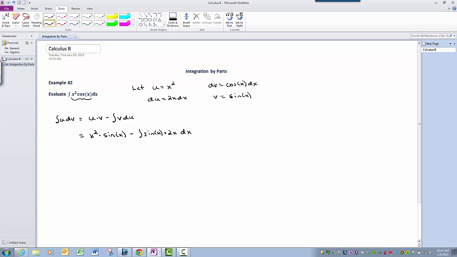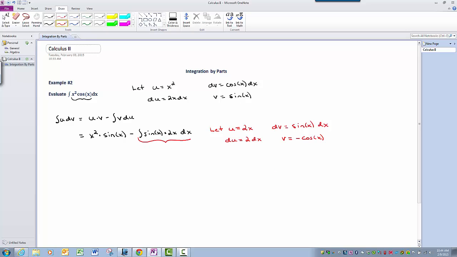So what we did was we reduced the power on the inside by 1. So what I'm going to do now is repeat the process with this piece right here. Let me use a different color. So I'm going to repeat the process, and I'm going to let u be equal to 2x, and dv, now this is different than up here, so kind of a separate problem. So dv is equal to sine x dx. So what's left over? So du is equal to 2 dx, and v is equal to negative cosine x.